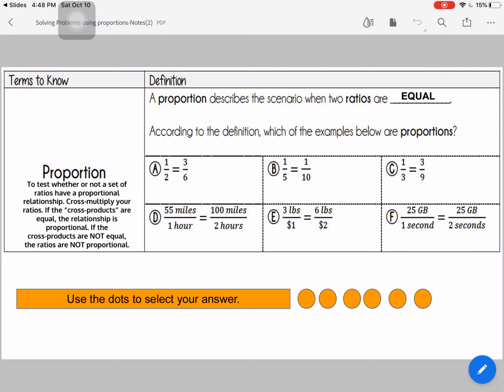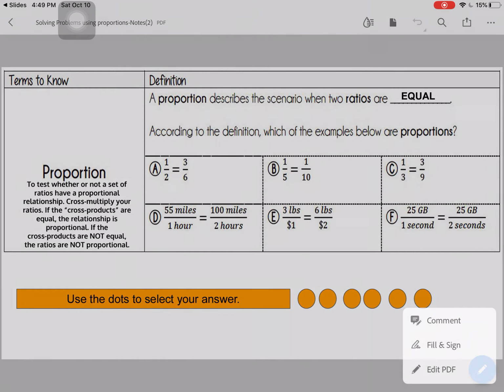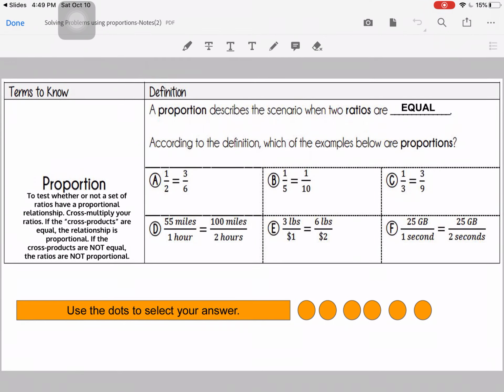So we determine if it's a proportion if we cross multiply our ratios, and if the cross products are equal, then the relationship is proportional. If the cross products are not equal, then the ratios are not proportional. So let's look at A through F to determine which ones are proportional.